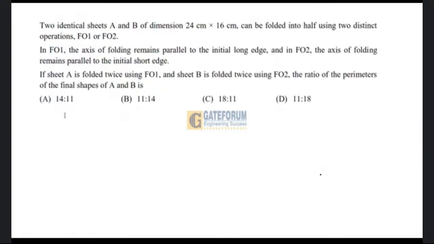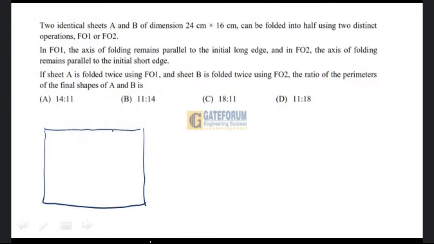Okay. Two identical sheets A and B of dimensions 24 into 16 can be folded into half using two distinct operations, folding 1 and folding 2, FO1 and FO2. In folding 1, the axis of the folding remains parallel to the initial long edge. So folding 1 would be somewhat like this. If this is the rectangular sheet of paper, then folding 1 will be along this. Okay, so this is 24 and this is 16. So this is FO1.